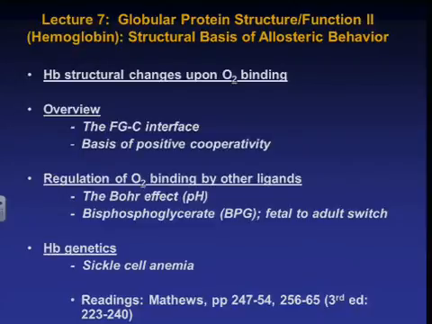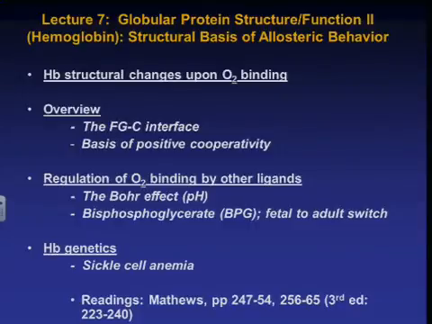Okay, so on Friday we were talking about myoglobin and how it binds oxygen, and we were starting to make a segue into hemoglobin in contrast to myoglobin, which is simply to store oxygen. Hemoglobin has to transport oxygen.